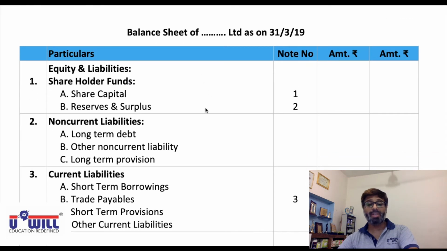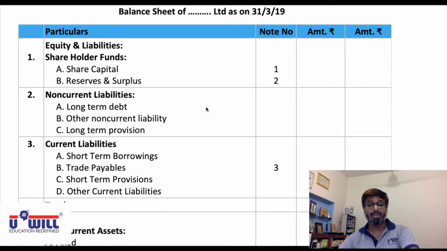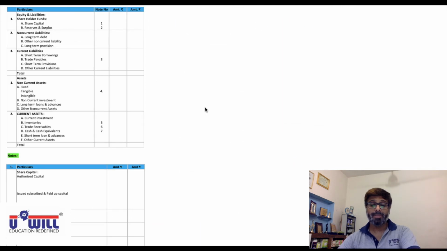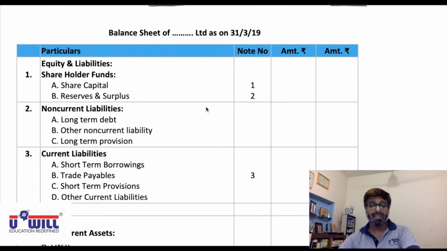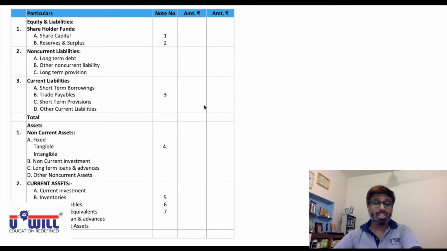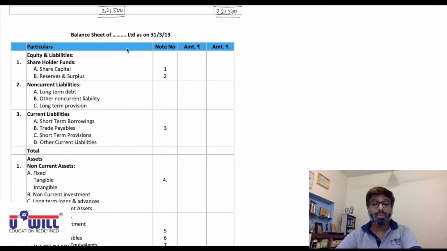You already know the balance sheet format of a joint stock company. So I'm putting it over here. You all make the format of the balance sheet. And once you are done, then play the video. We'll make the notes to the format. So heading: balance sheet as on 31/3/19. You must mention the words limited and reduced, as on 31/3/19.